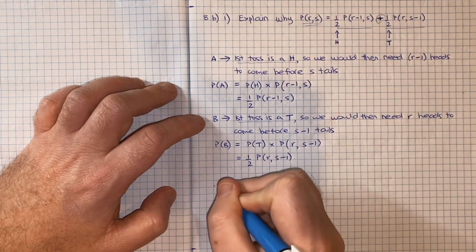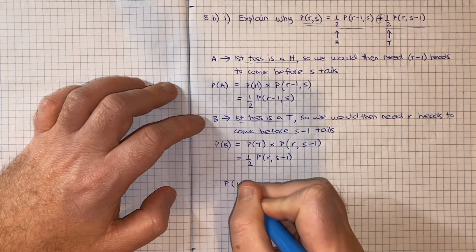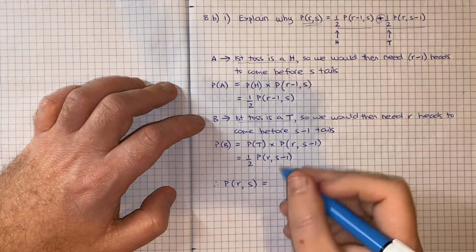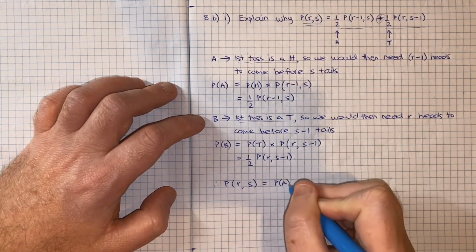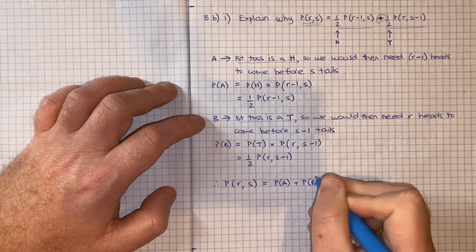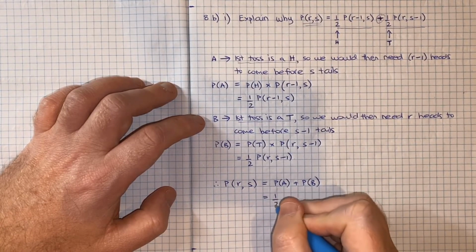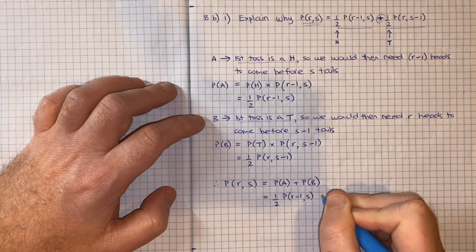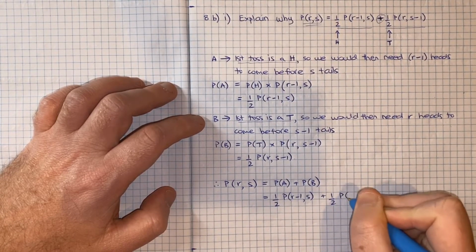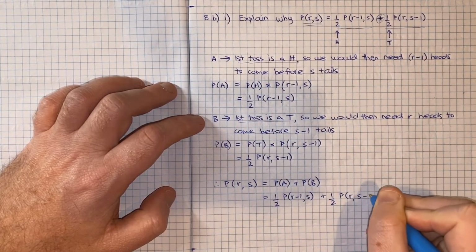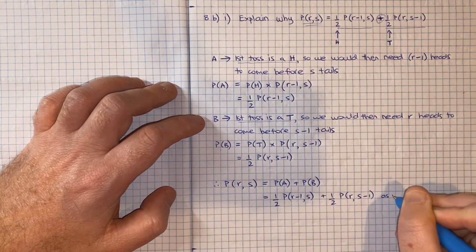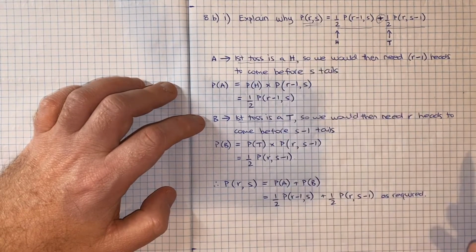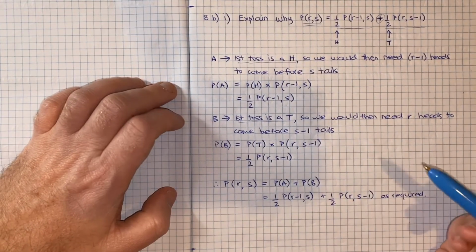So we can say, therefore, the probability of getting R heads before S tails must be equal to the probability of A plus the probability of B. So that's going to be a half times the probability of R minus 1 comma S, plus a half times the probability of R comma S minus 1. And that's as required. That's what we were being asked to explain. So I think this is a valid way to explain it.